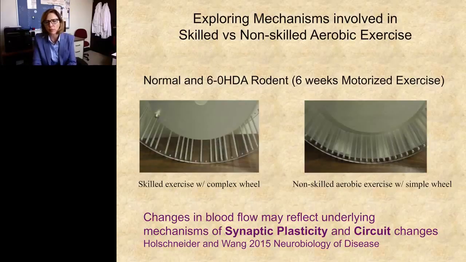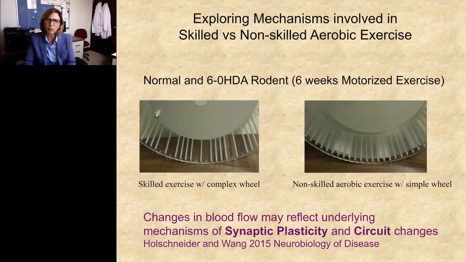And so Dr. Holschneider and Dr. Wang, our collaborators here at USC, looked at this ingeniously by putting together a type of exercise intervention whereby animals, and we're now using a slightly different Parkinson's model called the 6-hydroxydopamine lesion rodent. This is a rat model now.